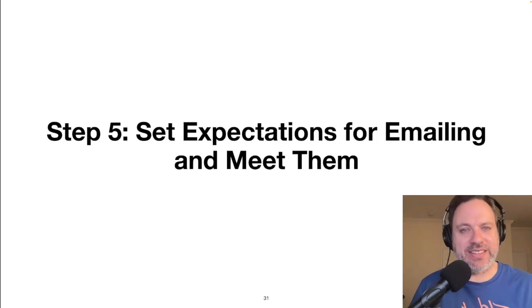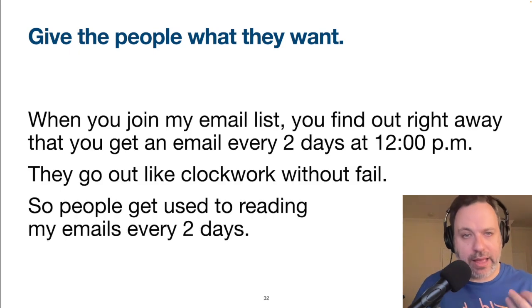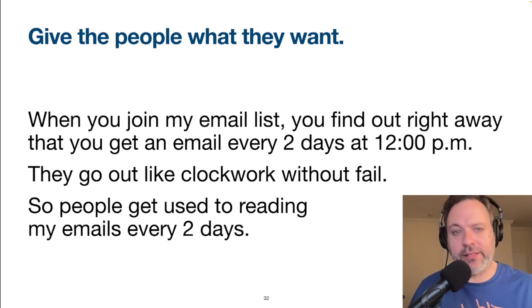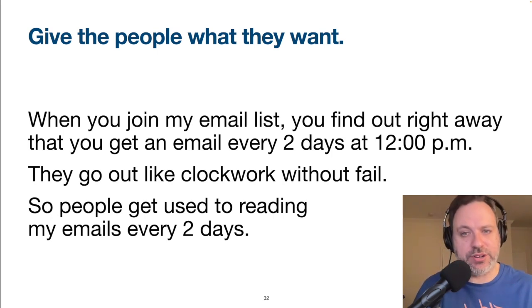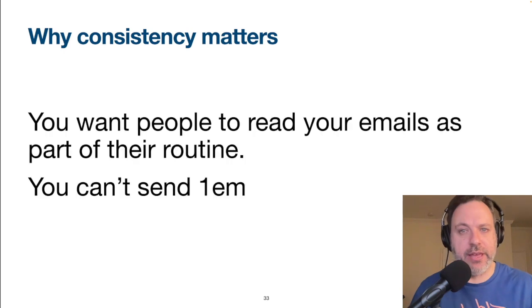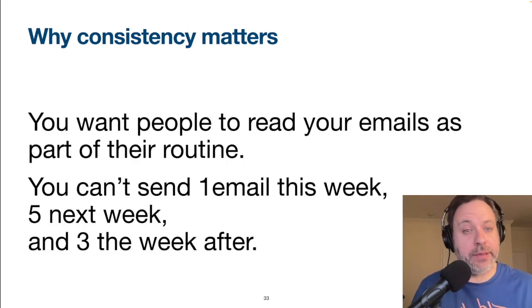Okay, step 5, set expectations for emailing and meet them. When you join my email list, you find out right away that you get an email every 2 days at 12 p.m. And these emails go out like clockwork without fail. So people get used to reading my emails every 2 days. Consistency matters a lot because you want people to read your emails as part of their routine.